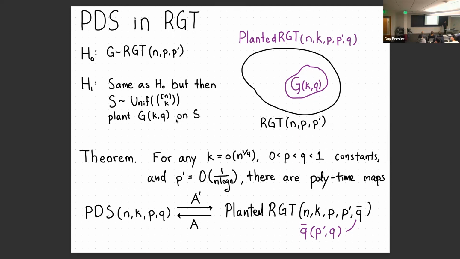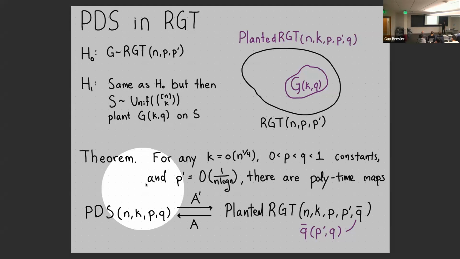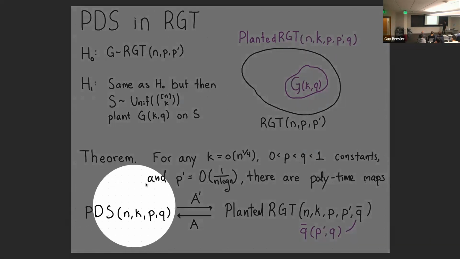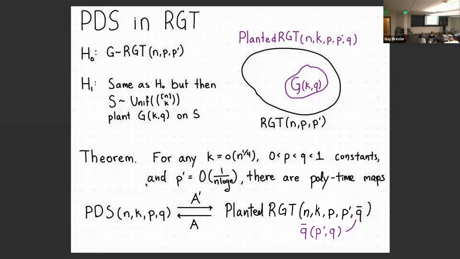Now the theorem, and the whole rest of the talk is going to be focused on understanding this theorem, seeing how we achieve it and why it's true, is that for any k smaller than n to the quarter, p and q constants, and p prime no more than 1 over n log n, there are polynomial time maps in both directions between the original planted dense subgraph here and this planted RGT that we just defined. Now there's some parameter mapping here.